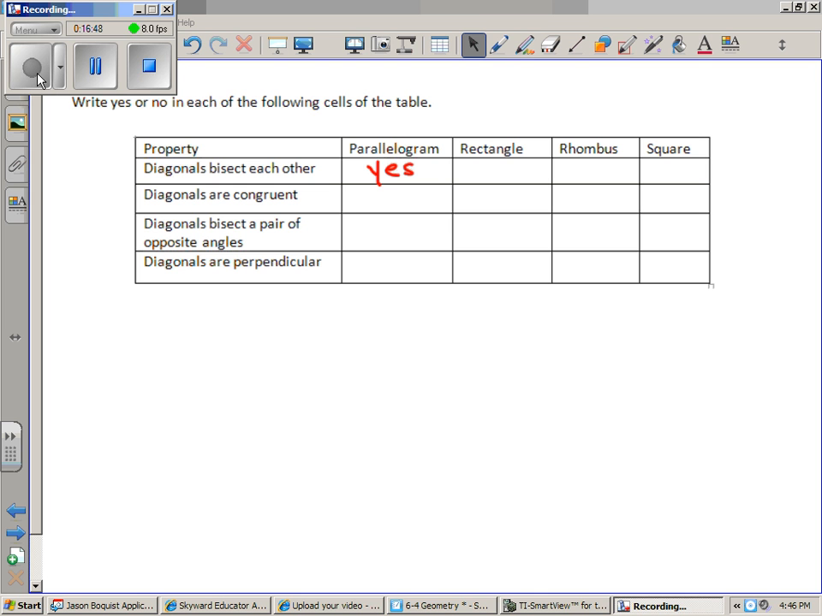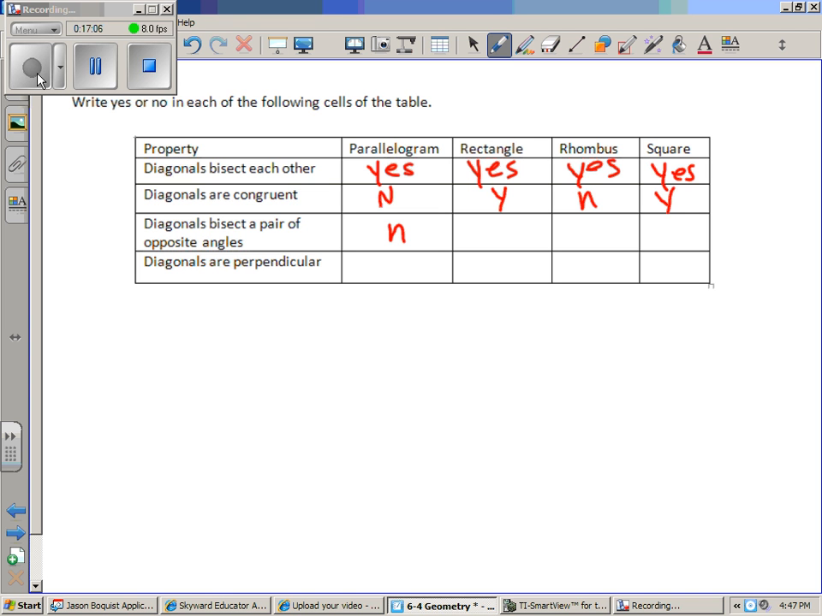All right. So hopefully you took some time there. And basically here's how it goes. The rectangle, well, if you said yes for parallelogram, if all of these are parallelograms, you're going to say yes for all of those. Diagonals congruent is, I'm just going to go to n's and y's now, if you don't mind. I'm running a little short on time here. And this one is no, no, yes, yes. And once again, no, no, yes, yes.